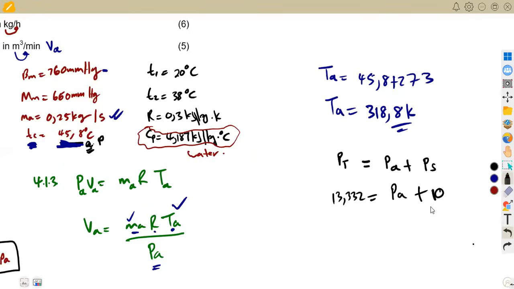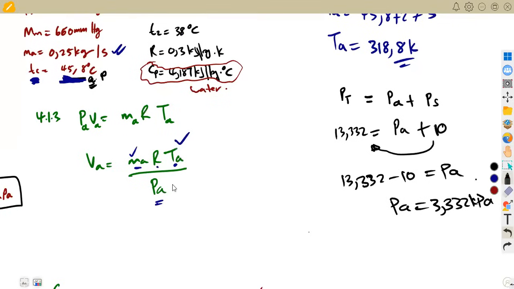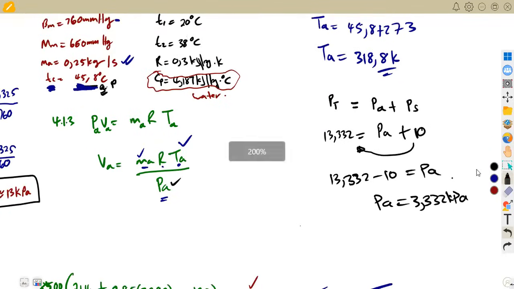So you can calculate PA from there, which is the pressure of air. Subtract this: 13.332 minus 10 is equal to PA. So that's the pressure is going to be 3.332 kilopascal. All right, so that's it. I think we've got everything now. We calculated this. So that will give us the volume.